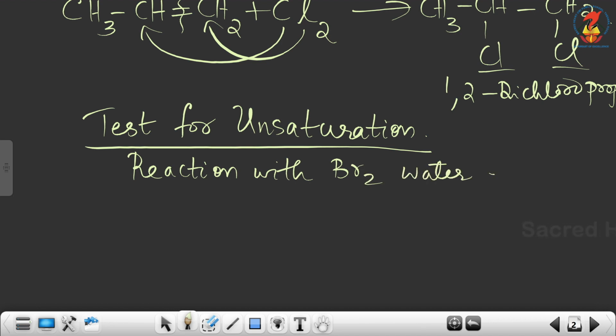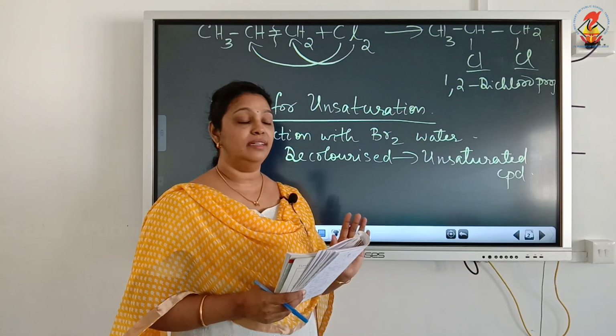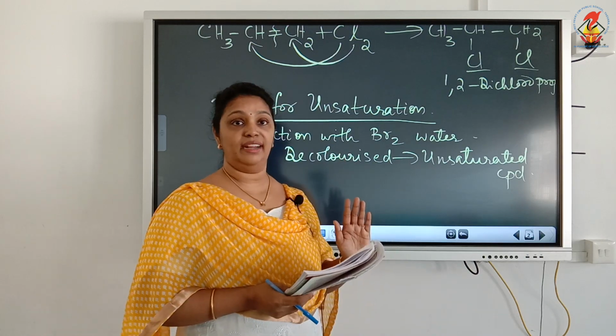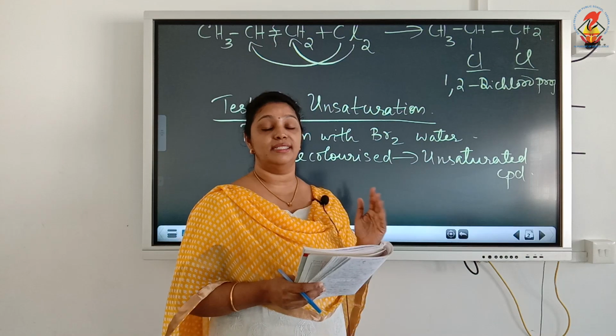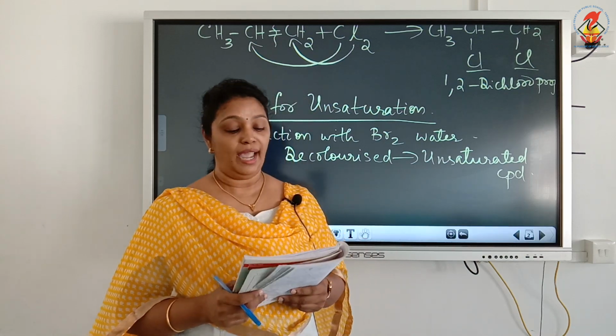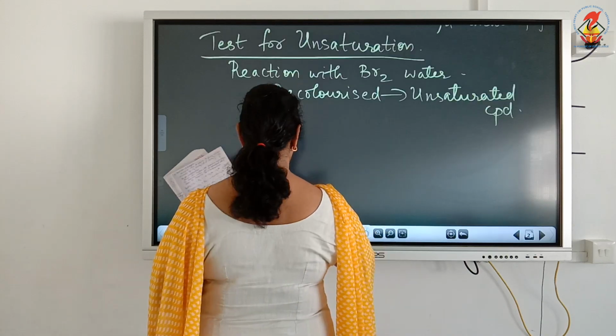Bromine water is brown in color, it gets decolorized if the compound is unsaturated. So if an unsaturated compound is present, that will decolorize the bromine water. Decolorize means the brown color will become colorless. So we can say that it's an unsaturated compound. And as an example, you can write alkene.